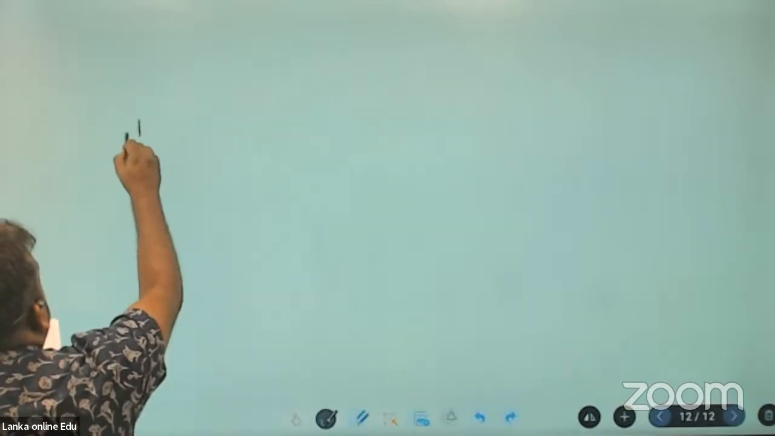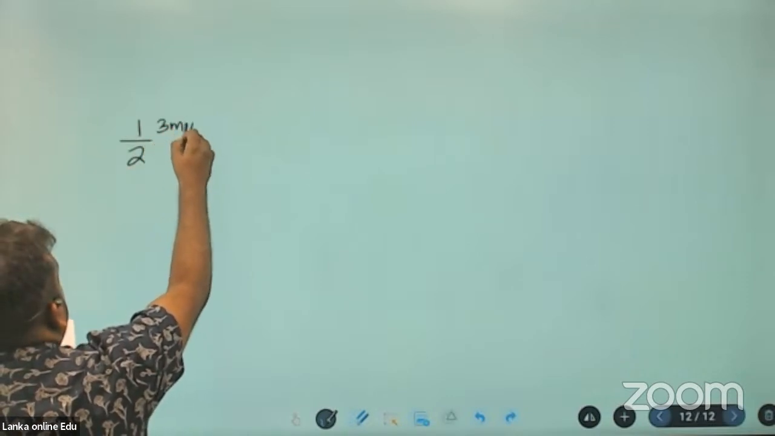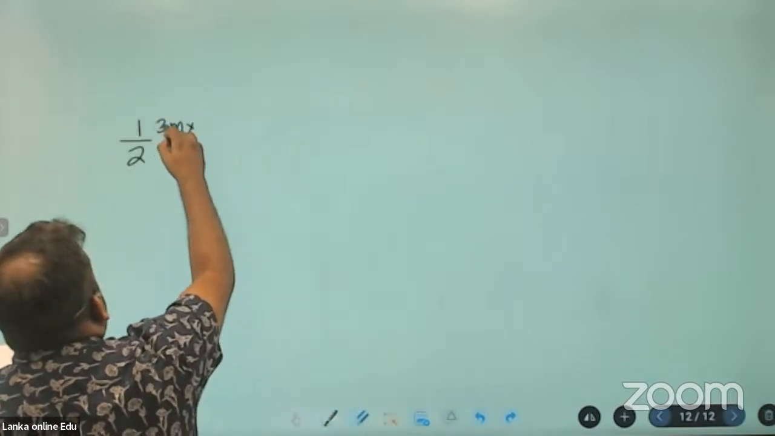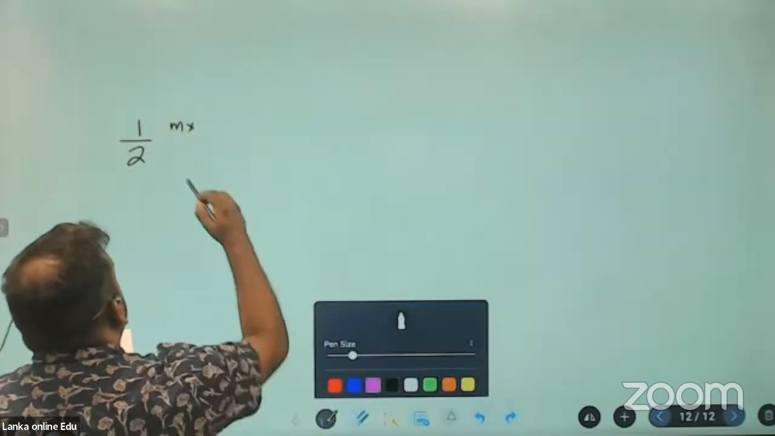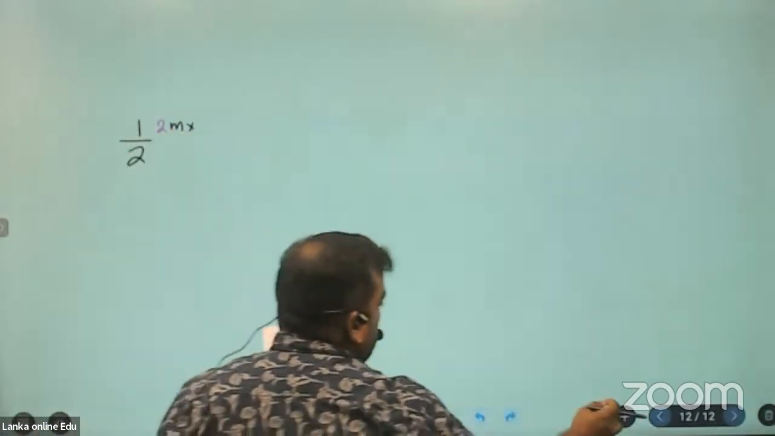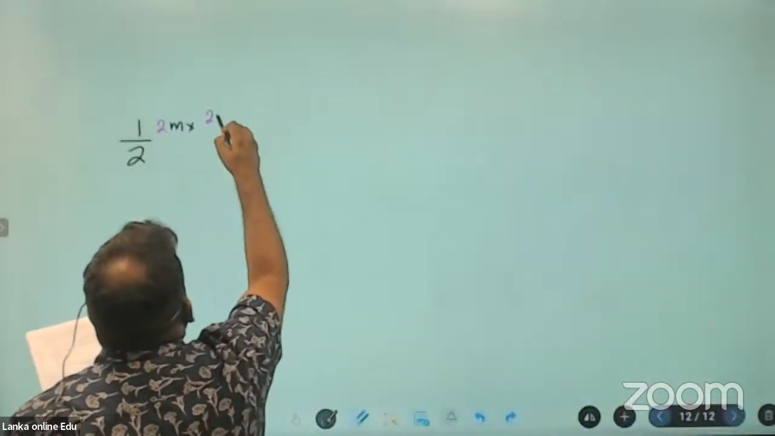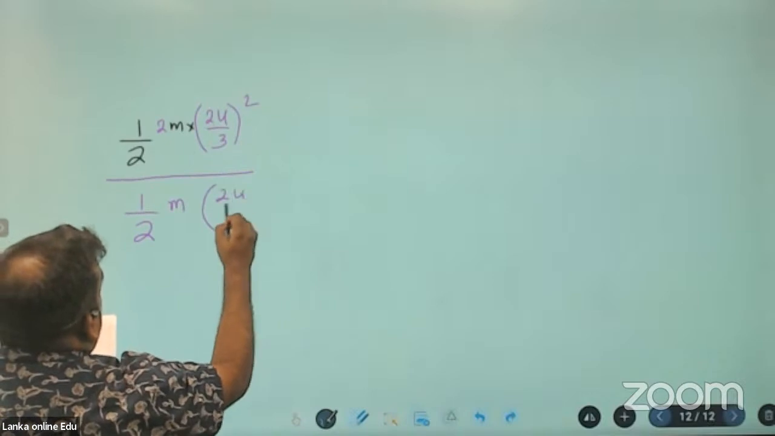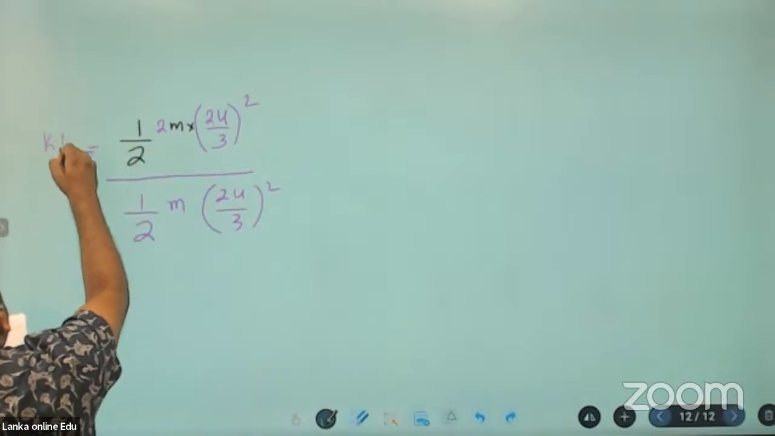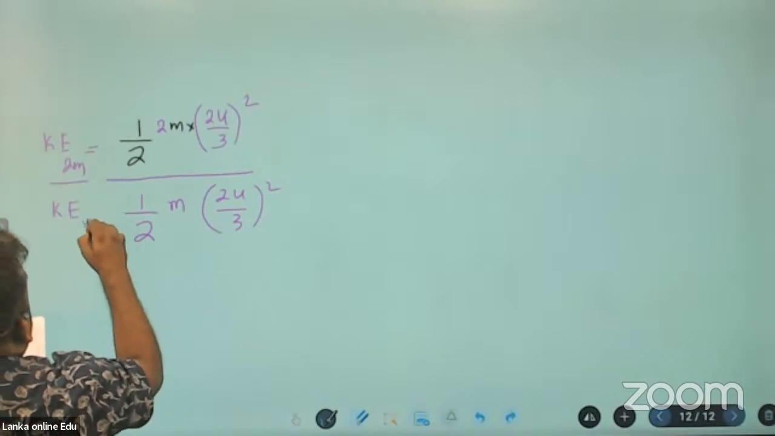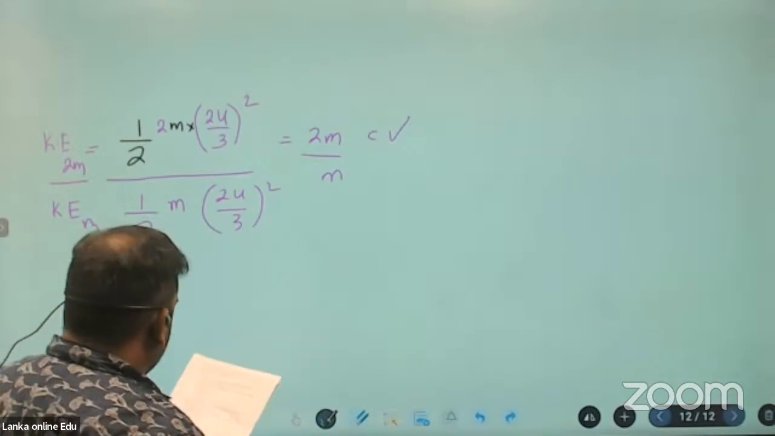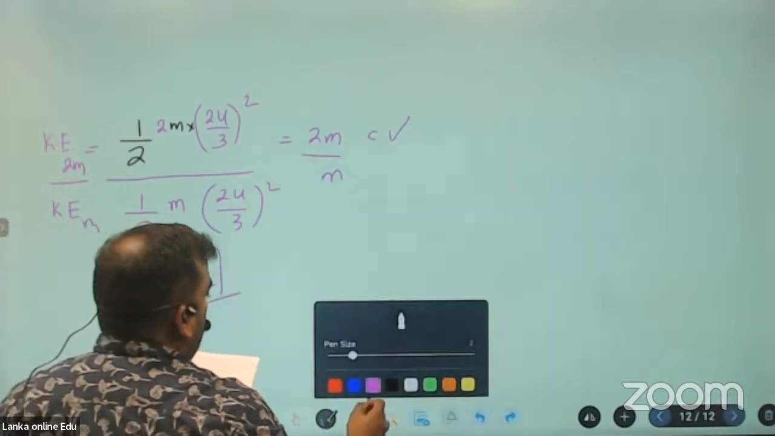What does that mean? The ratio between their kinetic energies after collision. For the 2m mass, half times 2m, velocity is how much? 2u over 3, squared. For the other, half m, after collision, 2u over 3. So the kinetic energy ratio, kinetic energy of 2m to kinetic energy of m: these cancel off and it will be 2m over m. Statement C is also correct. A and C correct means answer number 2.